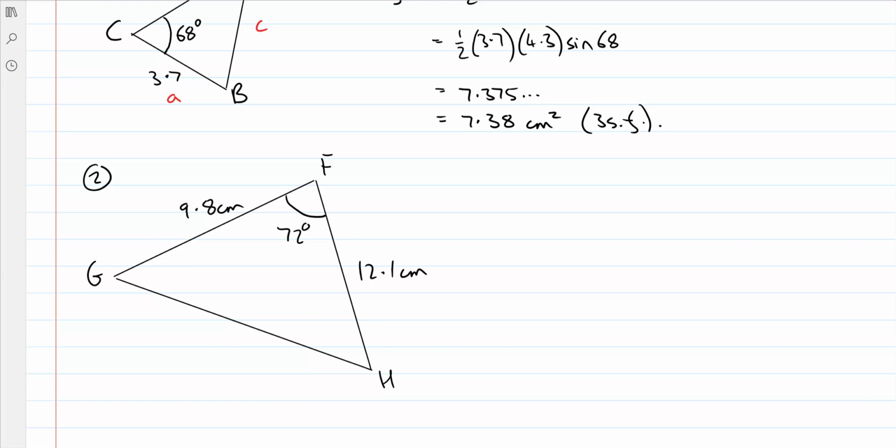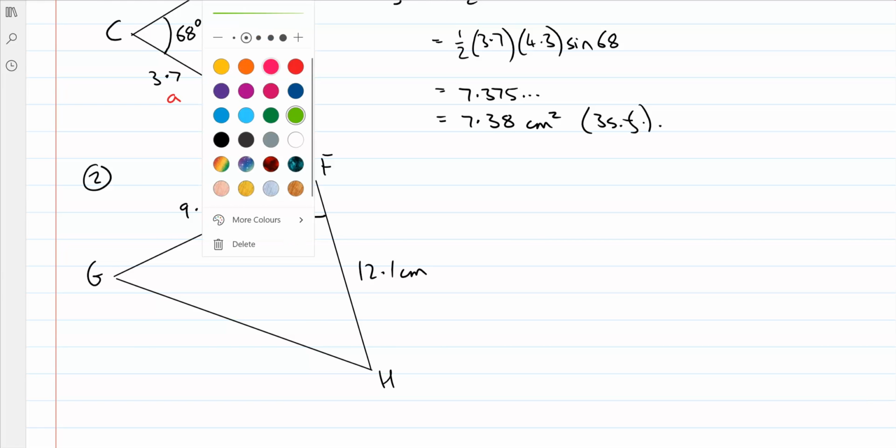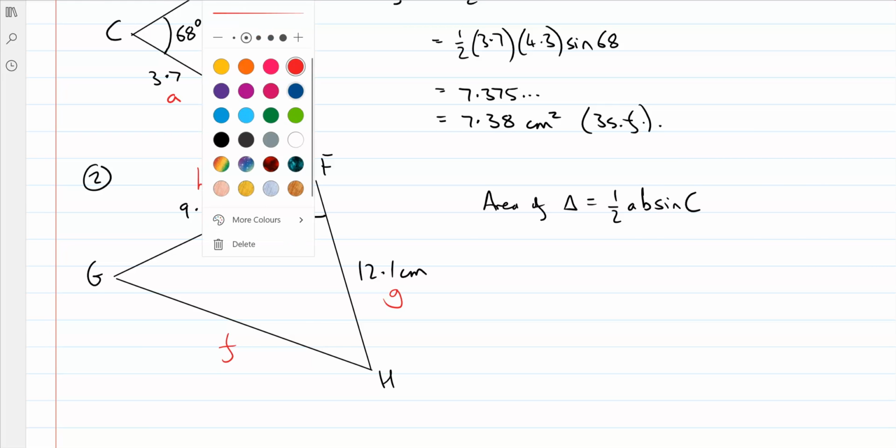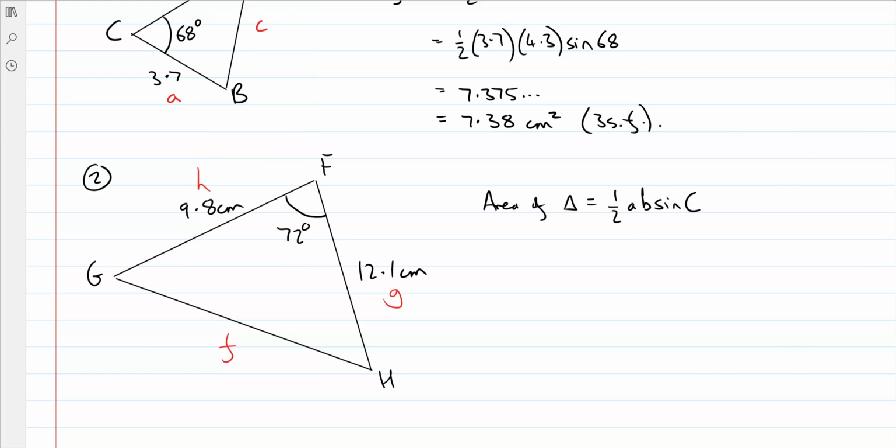So let's label the triangle. Opposite big F, we'll put little f. Opposite big G, little g. And opposite big H, little h. So always labeled the same. And normally our formula is that the area of a triangle is a half ab sine C. But as long as we have 2 different lengths, here and here, and the angle between them, it will work.